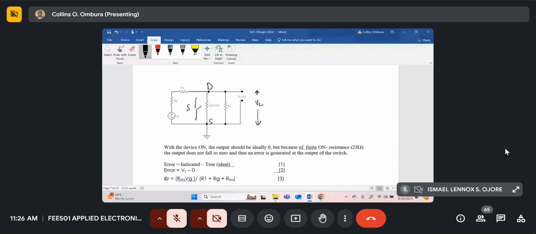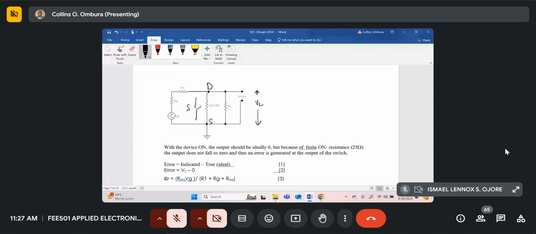So VL, which is the voltage at the output, will simply be VG times R equivalent L, all divided by RG plus R1 plus R equivalent L. That's just the basic potential divider. Okay.